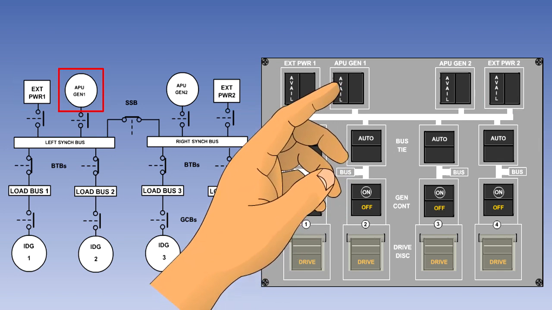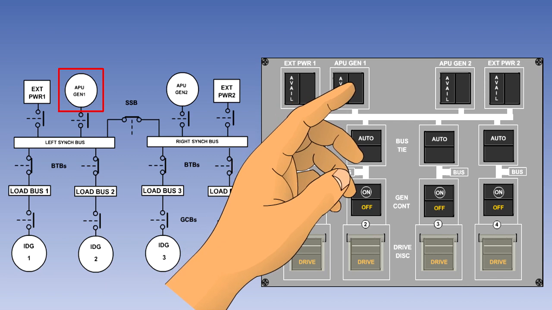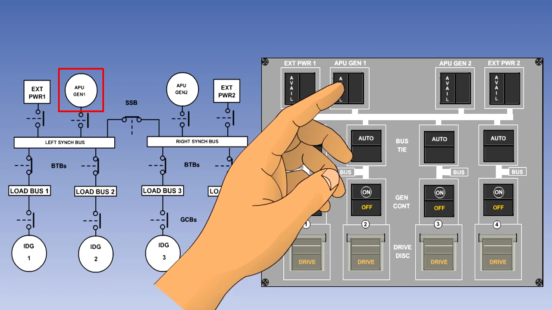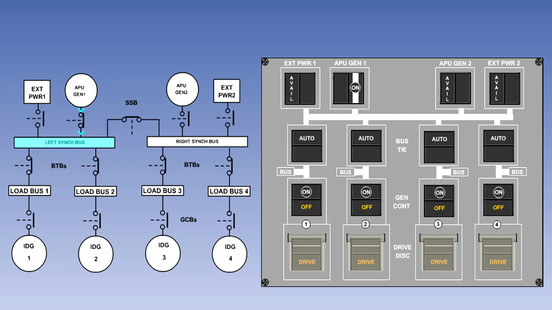The pilot can connect one of these power supplies to the busbars by pressing its switch light. This will connect the selected source to the left or right synchronizing busbar. The split system breaker is normally closed, unless there is a fault, so the supply will also be fed to the other synchronizing busbar.